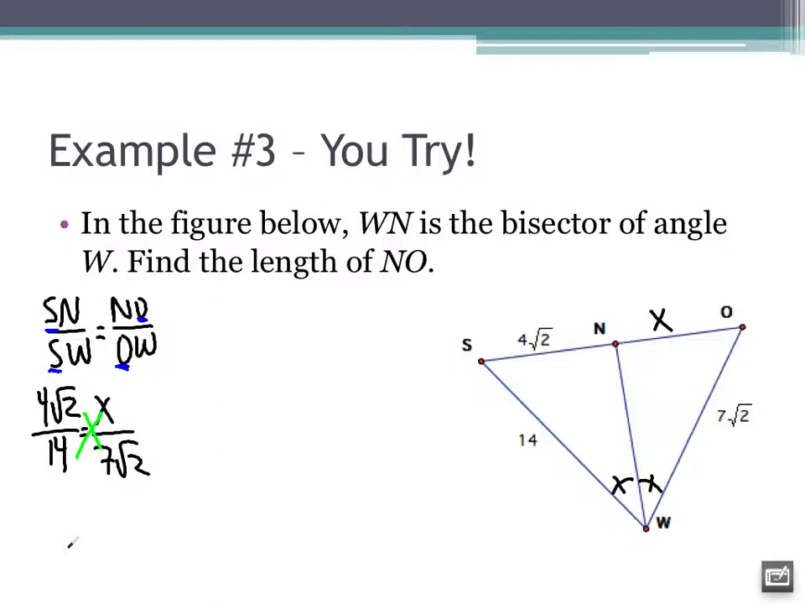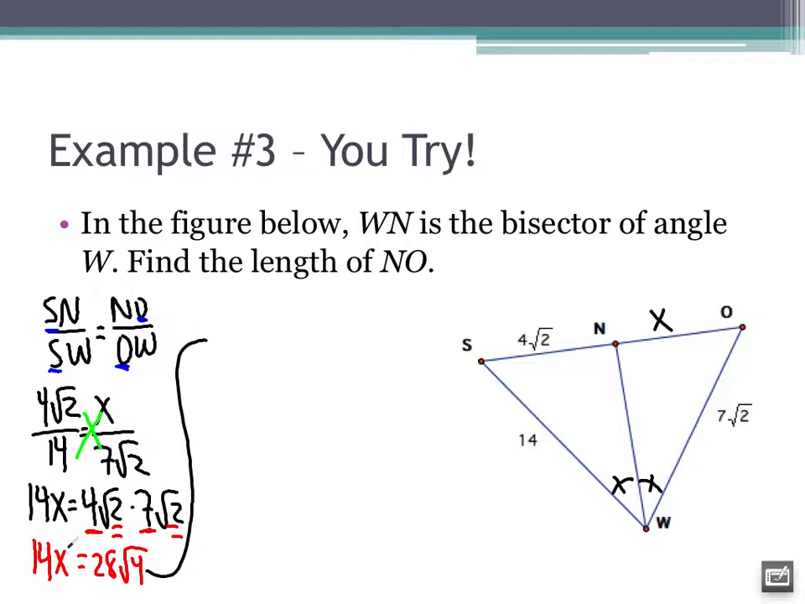Now we're going to do the cross products. 14 multiplied by x is 14x. And then I have 4 root 2 being multiplied by 7 root 2. Hopefully you remember this. You are able to multiply the numbers outside the square root. So 4 multiplied by 7 is 28. And then the numbers under the square root. Root 2 multiplied by root 2 is root 4. And I still have this 14x.